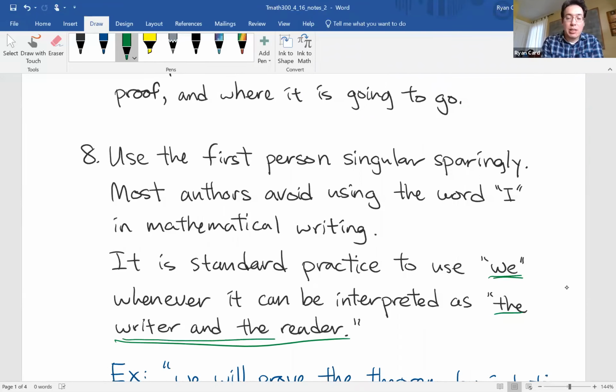And the explanation of why, as I've heard, this is done is because you're never doing mathematics by yourself. You're always building on someone else who's done mathematics before you, and you're also kind of doing it with the reader of the paper as well. So you use we even if you're the only person writing that paper. That might sound weird, but all math papers work that way.